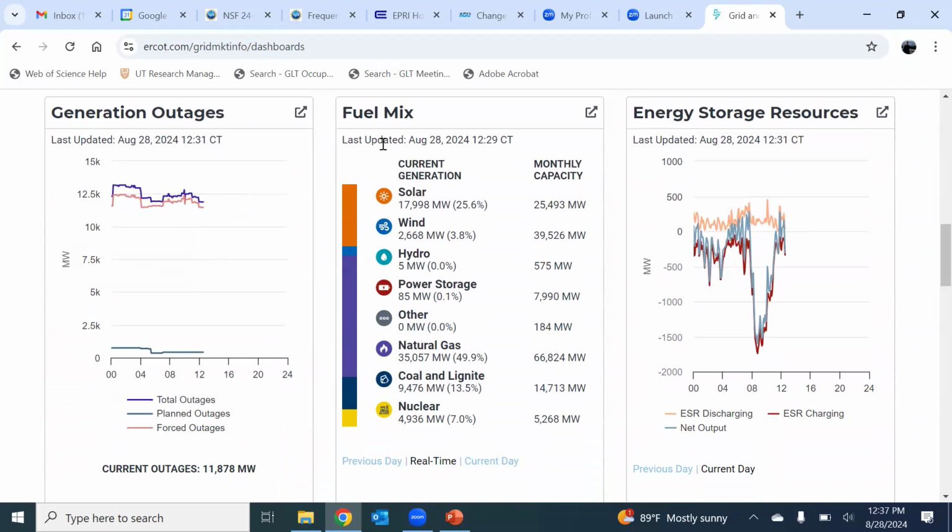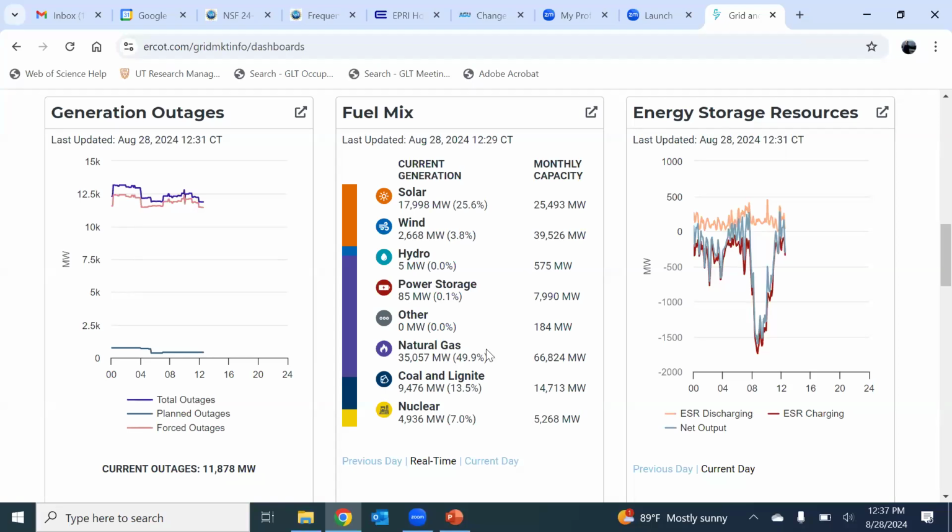This is as of 8 minutes ago. We were getting 25.6% of electricity from solar. Okay, that makes sense. It's a pretty sunny day out there. Not very much from wind. I guess it's not a very windy day. And then almost 50% from natural gas.